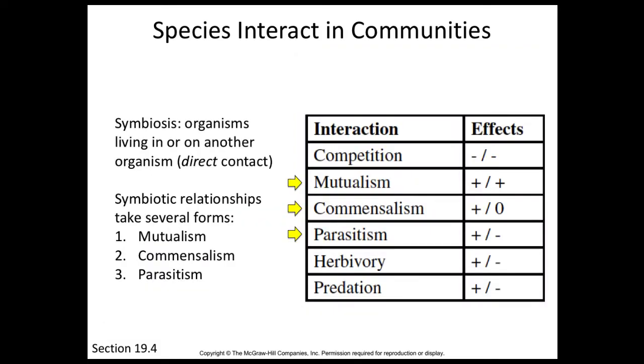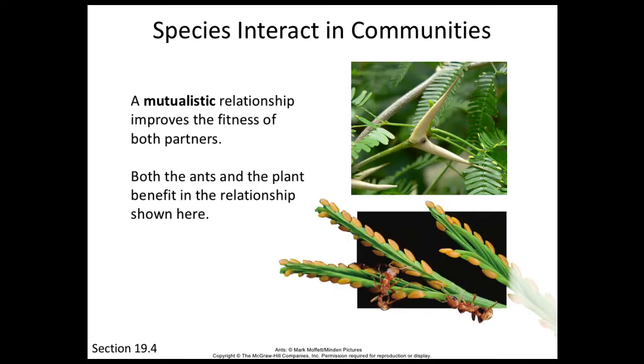Symbiosis is defined as organisms living in or on one another. The key thing here is that they live in direct contact with one another. Symbiotic relationships can take several different forms, and those forms are called a mutualism, a commensalism, or a parasitism. And all three of these symbiotic relationships are very different from one another.